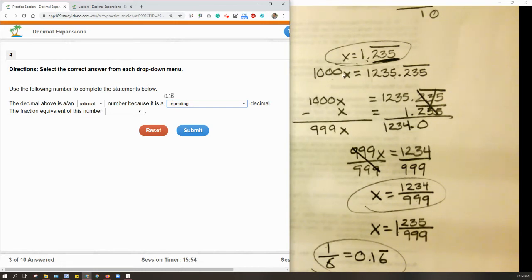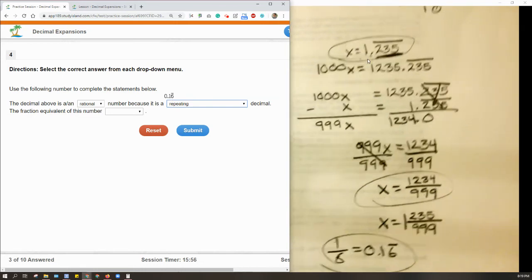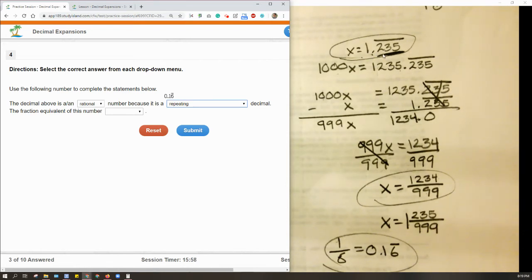Then I multiplied by 1,000. Why did I do that? Well, I wanted to move the decimal to the end of the repeating section. My goal here is to have one value times x that has the decimal behind the repeating section, and one value times x where the decimal's right in front of the repeating section. That way, the repeating sections cancel out.